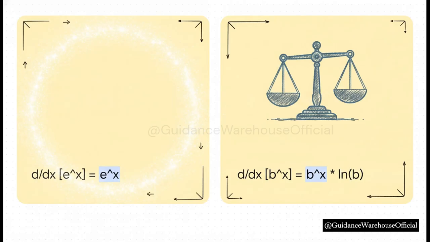Notice the difference here. On the left, we have our nice, clean e to the x. But on the right, we have a general base b to the power of x. Maybe it's 2 to the x or 10 to the x.